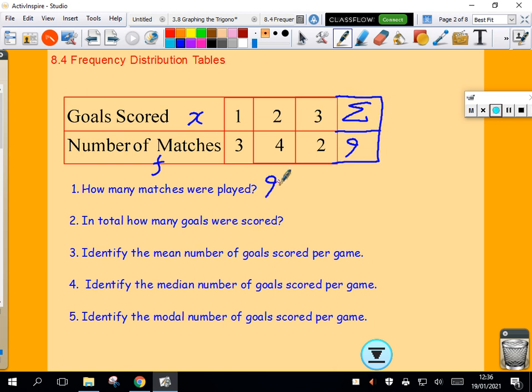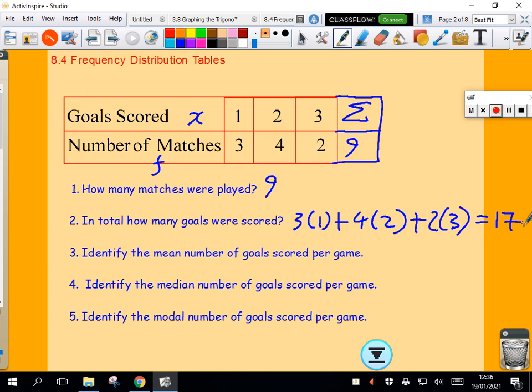In total, how many goals were scored? Well, we have to be a little bit careful here, because in 3 matches there was 1 goal scored. So if I was to write this out as a big list, I'd have 3 1s. And then in 4 matches there was 2 goals scored, so there'd be 4 2s in my list. And then in 2 matches there was 3 goals scored, so there'd be 2 3s in my list. So 3 and 8, that's 11, 11 and 6 is 17.